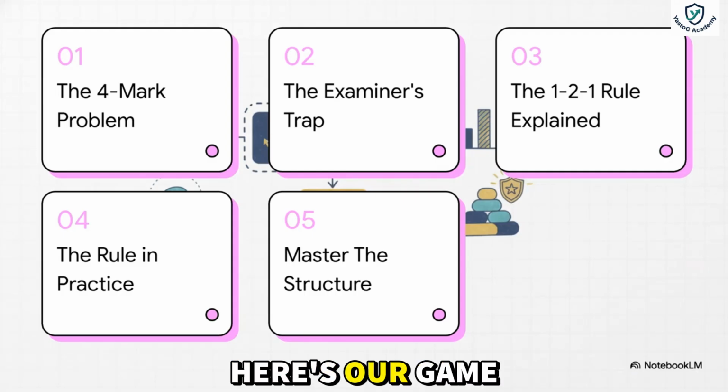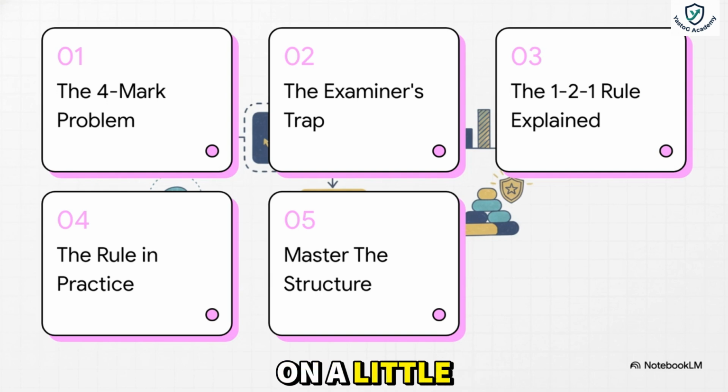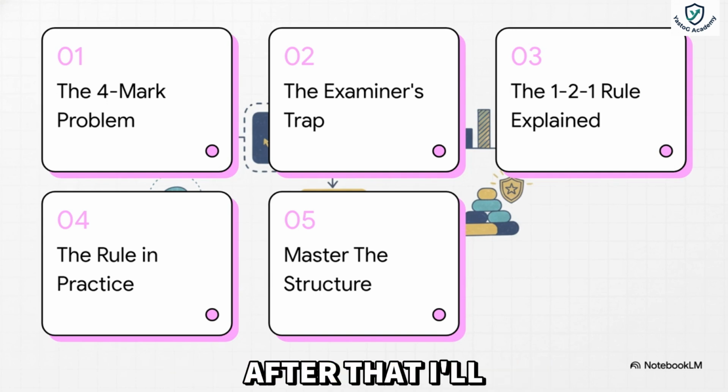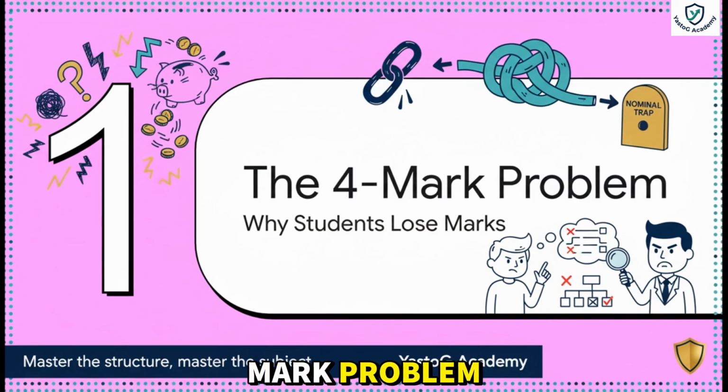So, here's our game plan. First, we'll nail down what the actual problem is with these questions. Then, I'm going to let you in on a little secret, the examiner's nominal trap. After that, I'll give you the solution, the 1-2-1 rule. We'll see how it works with a real example, and then we'll wrap up with how you can master the structure for yourself.